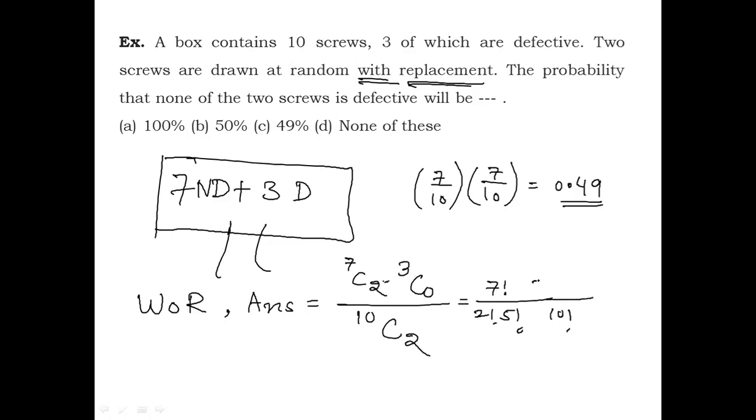Then 10C2 is 10 factorial upon 2 factorial into 8 factorial. 2 factorial cancels as such. So we can see 8 factorial upon 10 factorial means 9 into 10 in the denominator, and 7 factorial upon 5 factorial means 6 into 7 in the numerator, like this. So this is 2, this is 3. Again, 5, so 7 upon 15.